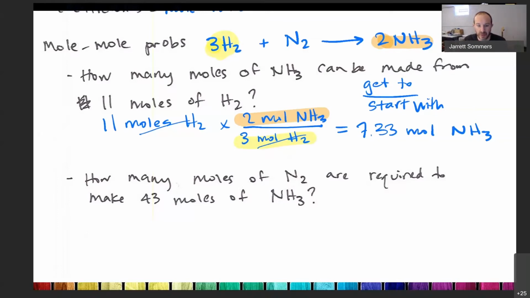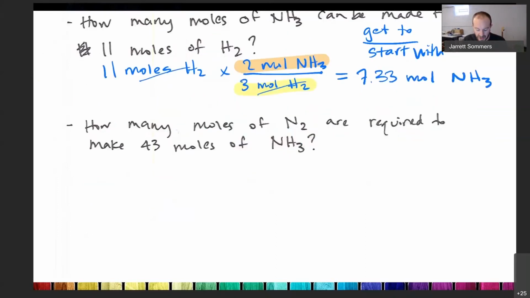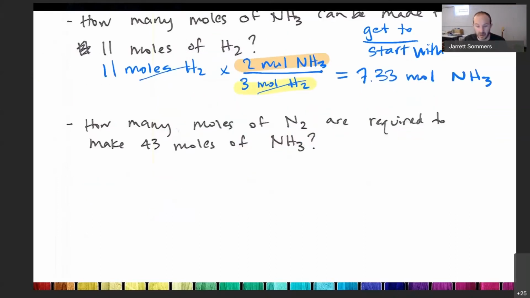Easy enough setup. I'm going to have you try one. So here's the one below it. This one says, how many moles of nitrogen N2 are required to make 43 moles of NH3? Use the one that we did above as a guide.